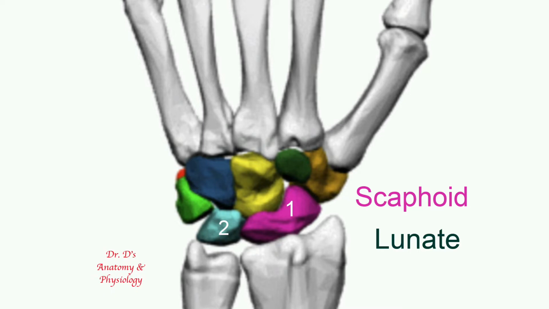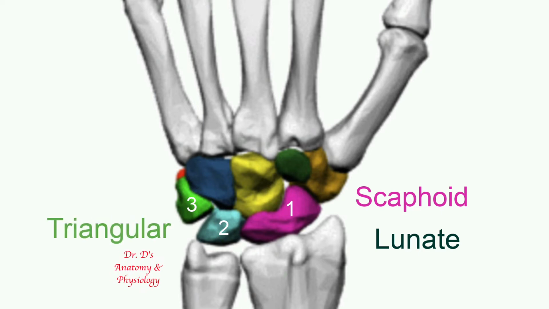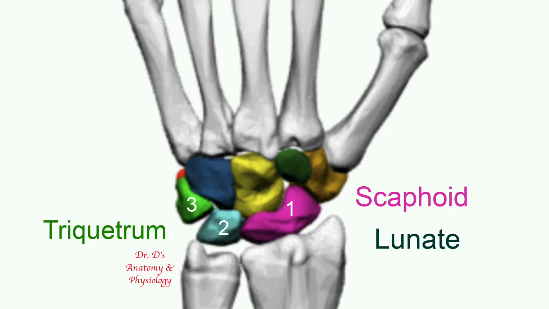The next bone is the triquetrum. This word derives from the Latin word triquetrus, which means three-cornered. This bone is also called the triangular, but if you want to be fancy, call it the triquetrum. The last bone in the proximal row is partially concealed by the triquetrum and is called a pisiform.